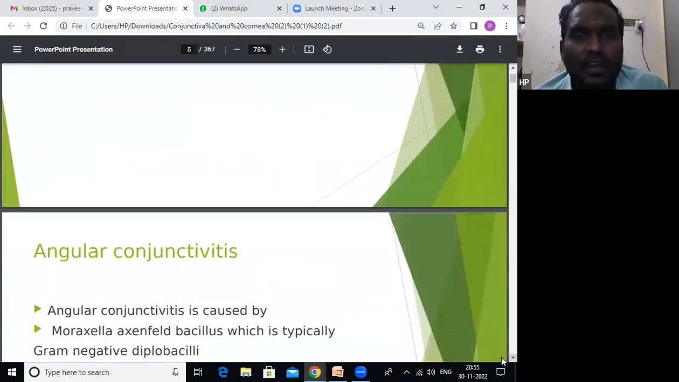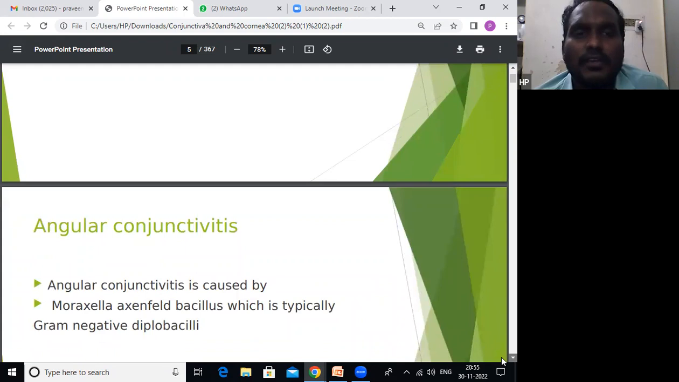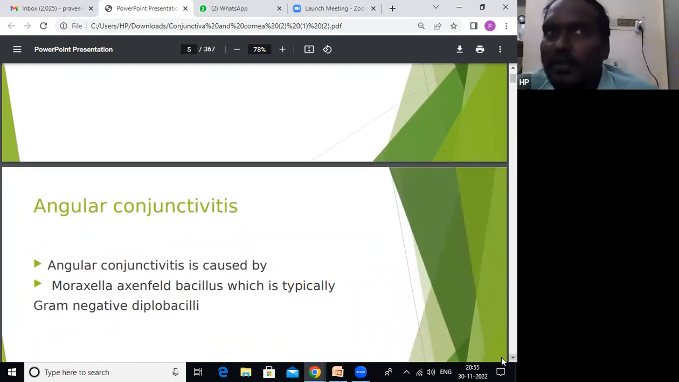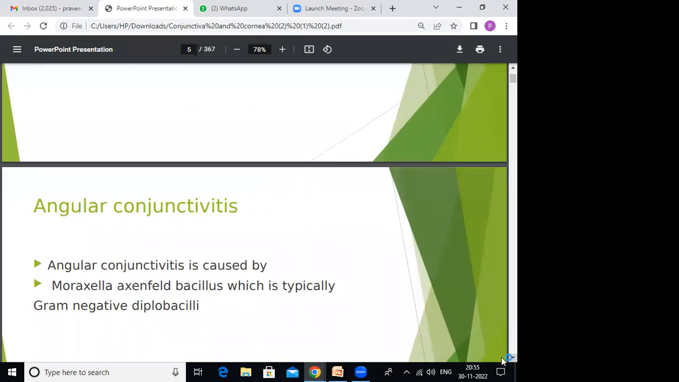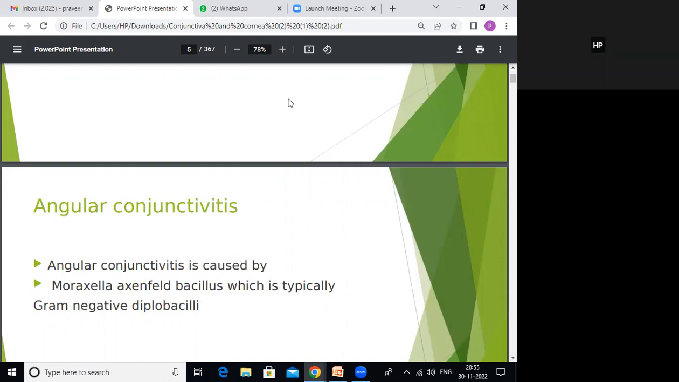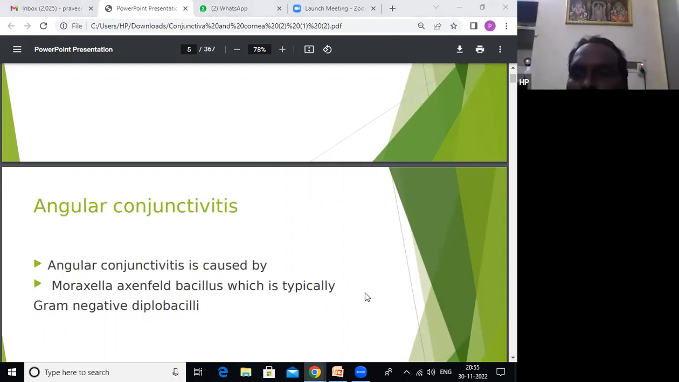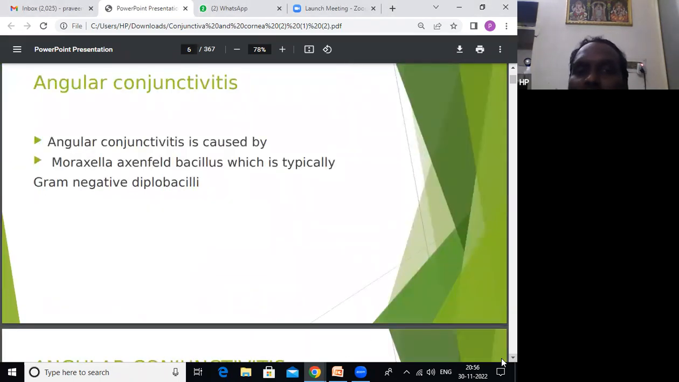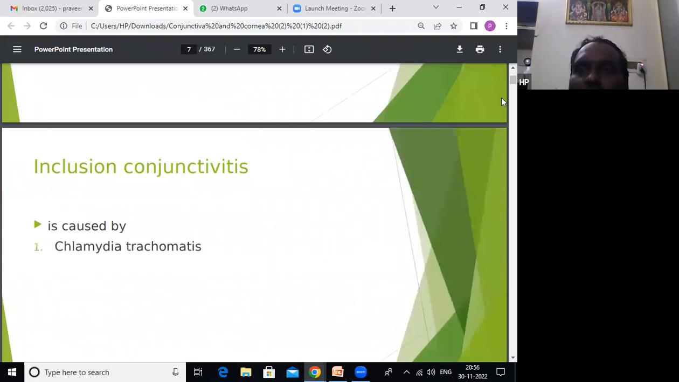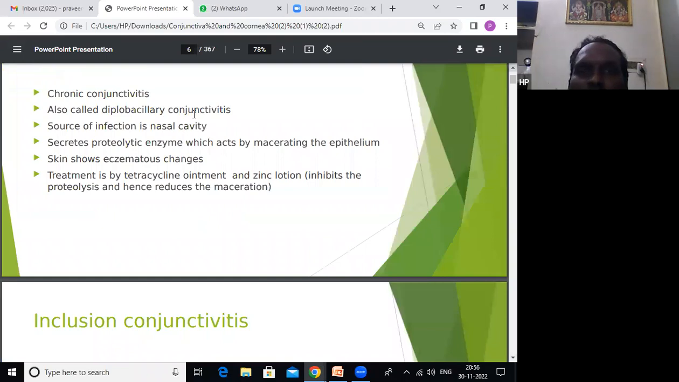Then you have angular conjunctivitis. This angular conjunctivitis is caused by Moraxella lacunata or Moraxella axenfeld. The question is always asked: angular conjunctivitis is caused by Moraxella lacunata or Moraxella axenfeld diplobacillus. Okay, so this is a diplobacillus, and the other name of this conjunctivitis is diplobacillary conjunctivitis.